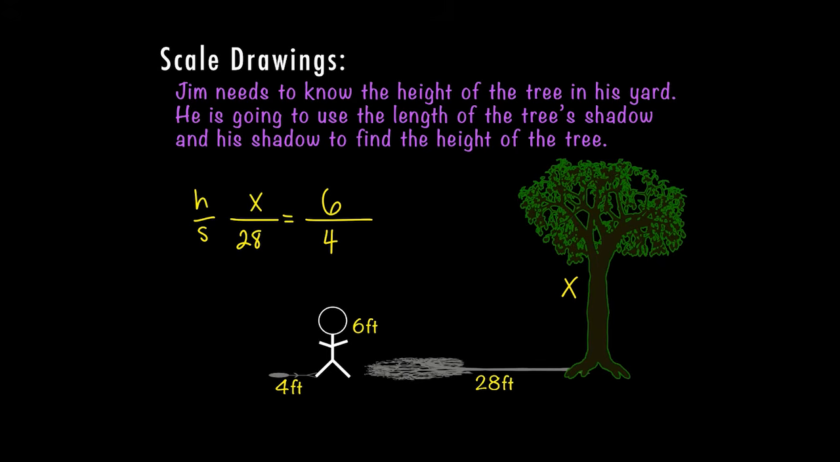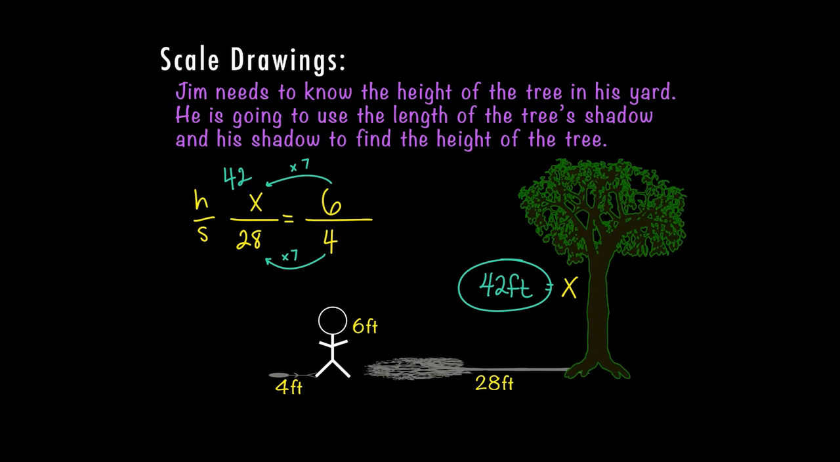Now I could cross multiply, or I can look for maybe a simpler option. And I see that 4 and 6, I can't divide those evenly, but I do know that 4 goes into 28 evenly, which is times 7. So in order to find the height of the tree, I'm going to have to multiply the height of the person times 7. And 6 times 7 is 42. So that tells me that the height of the tree is 42 feet. This isn't always going to be completely accurate, but you at least have an estimate or a number close to the height of the tree.